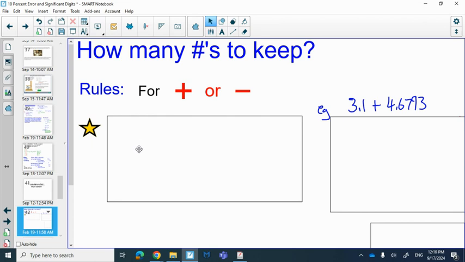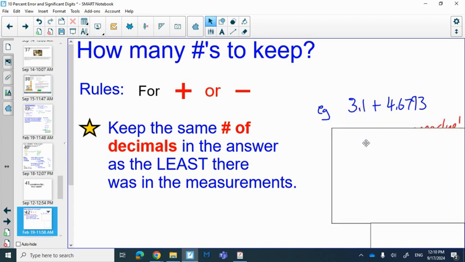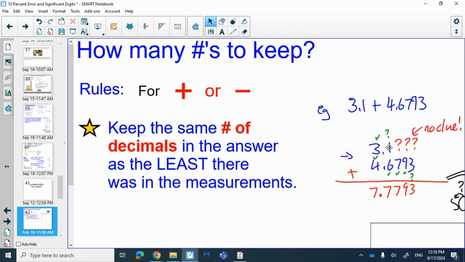So how many numbers to keep, right? The really specific nitty-gritty details. For adding and subtracting numbers, you look at the number of decimal places, and that's been obvious in what we've done. So these two numbers here, you only have 2 significant digits in the 3.1, but we're talking about 1 decimal place in that, and then there's 4 decimal places in this. We're not talking about significant digits actually yet, okay?